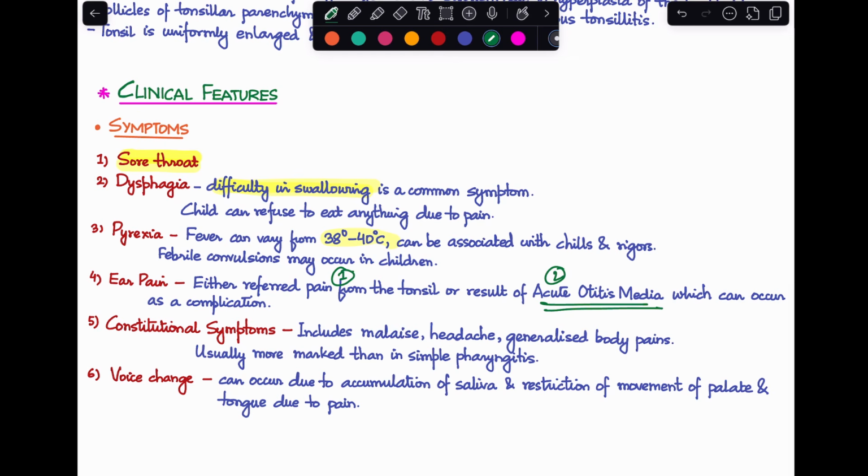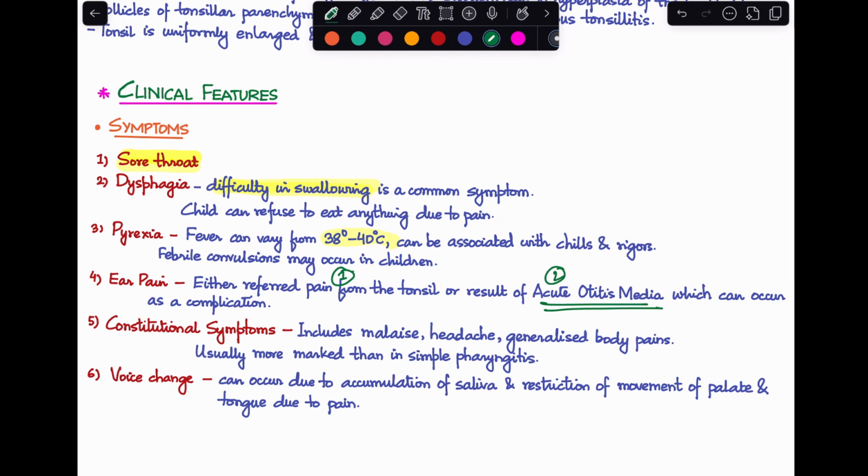So, when a patient of acute tonsillitis comes to you with ear pain, there are two possible reasons behind it. One is the ears are absolutely not involved, and this is just a referred ear pain. And second, it has a complication of acute otitis media in the patient. Next, there are a lot of constitutional symptoms that your patient will complain of. They'll have malaise, they'll have headache, a generalized body pain, and usually this will be more marked than in a case of simple pharyngitis. And lastly, another case, this you can see only in younger adults, that they may complain to you of a voice change.